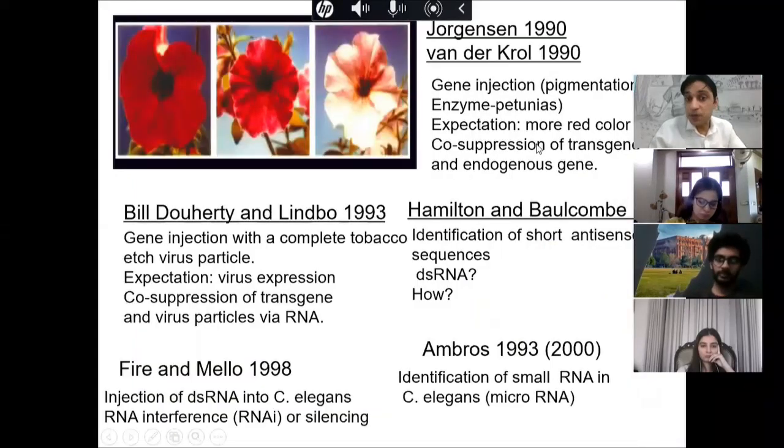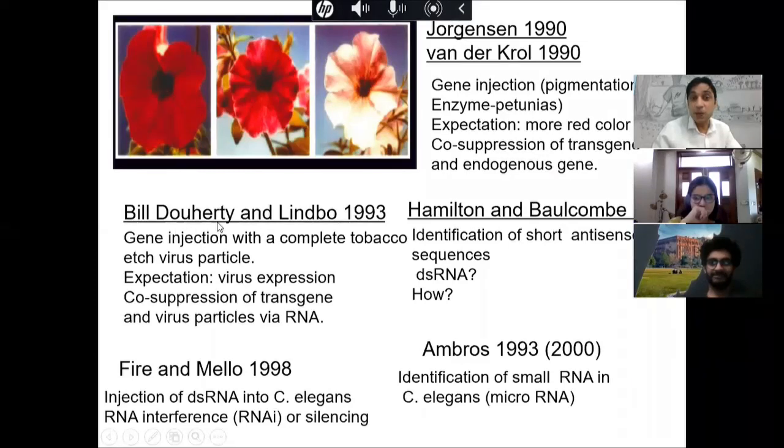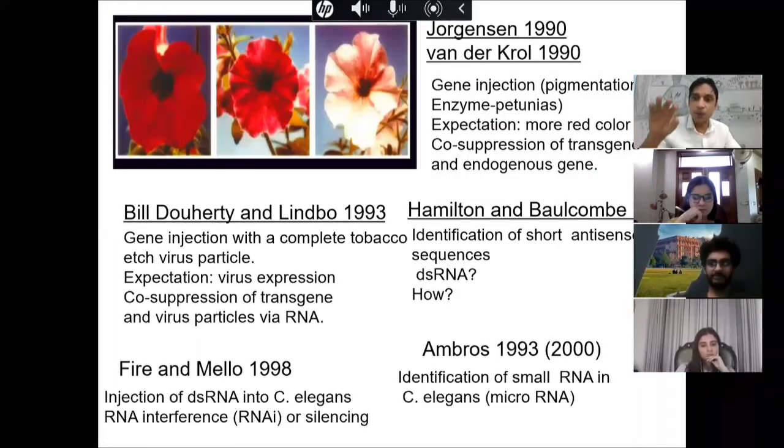So these are the follow-up papers with the same thing. Some people, these people, I felt it looked like Dorothy. I wish you people know Dorothy. If you don't, then you are not very good in animated movies. So these people tried to reduce the expression of a virus with the help of a certain gene. They wanted to study the function of the virus. So they gave the gene of the virus to the tobacco, and what they found was co-suppression.